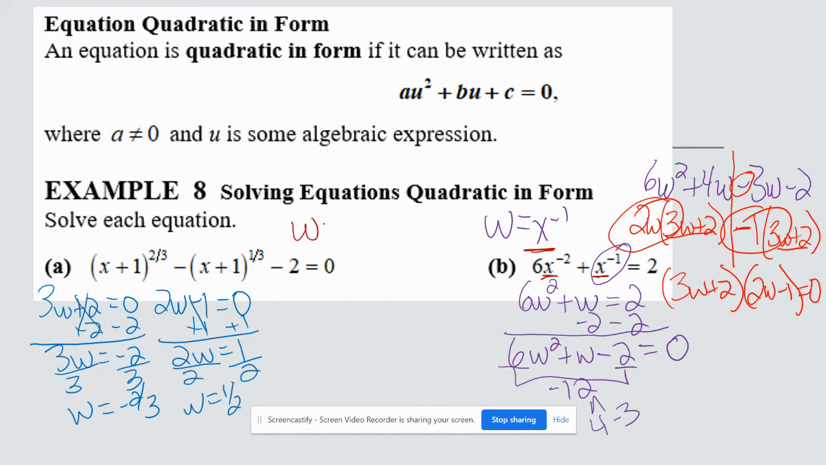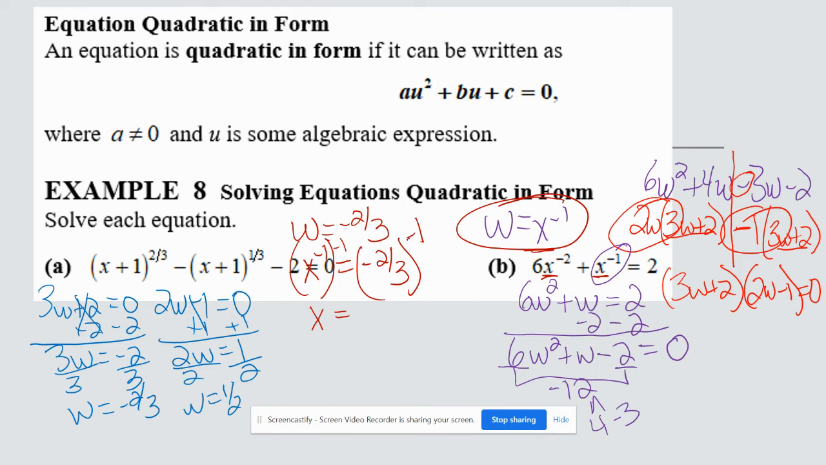So now that we know w is equal to negative 2/3, we replace it with the x to the negative first. So x to the negative first is equal to negative 2/3. Remember, we need a positive 1, so we want to take it to the negative first power. Exponent rules say that we would multiply these two together, so negative 1 times negative 1 is positive 1.